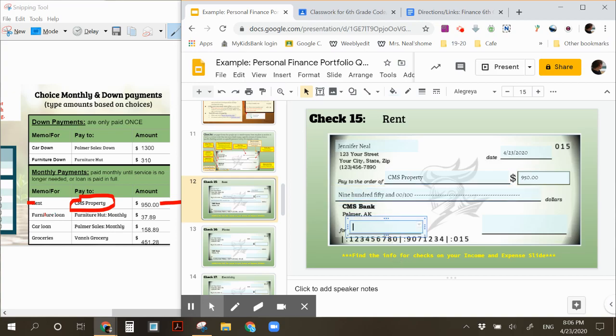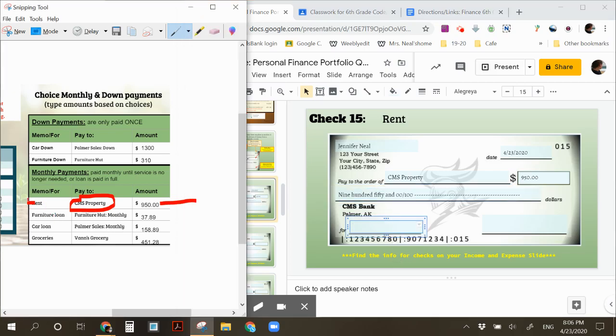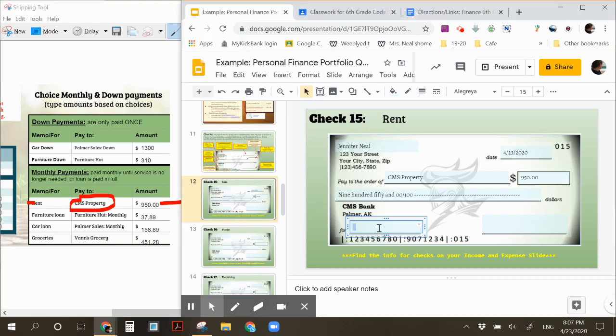Okay, what is this check for? Again, we've already talked about it. It's for rent. It's also even labeled up here. It is your check for rent. And then you would sign your check. All right, and so that one is done. Go to my next check.